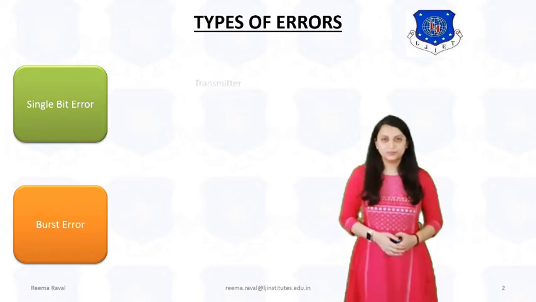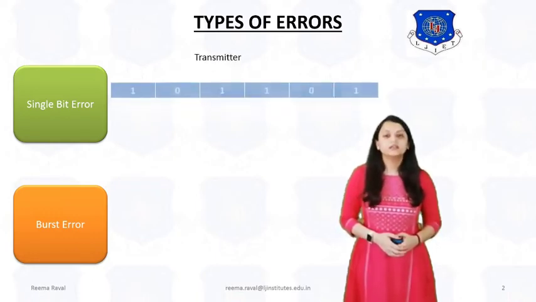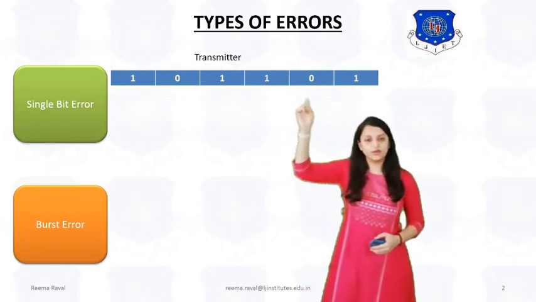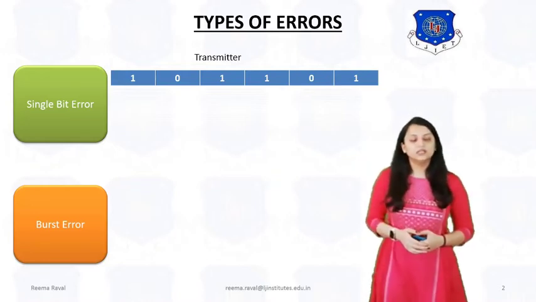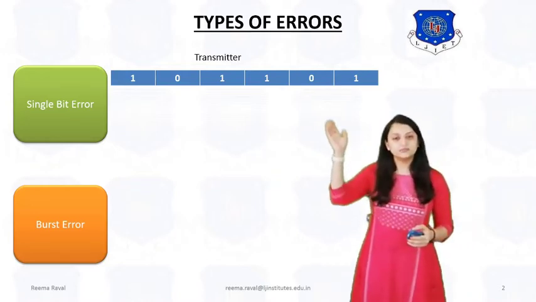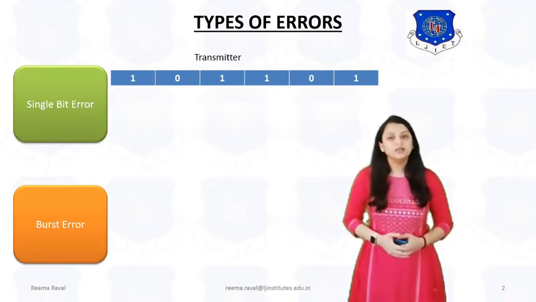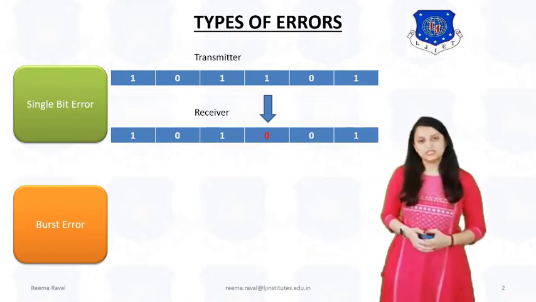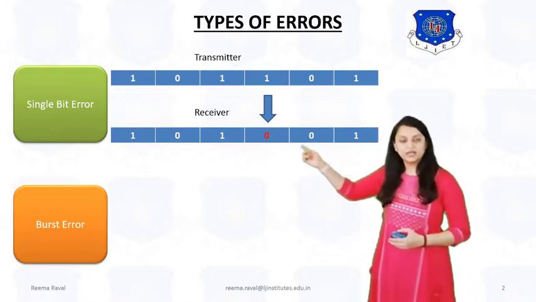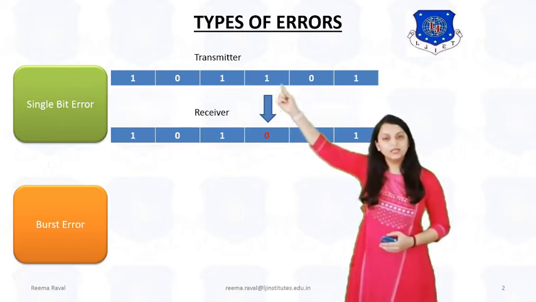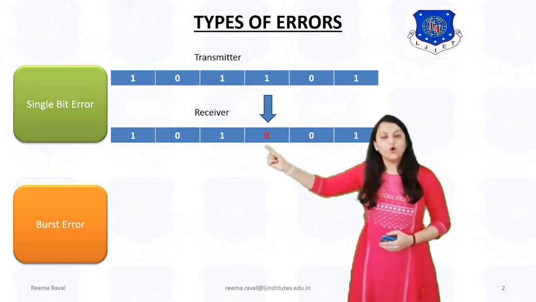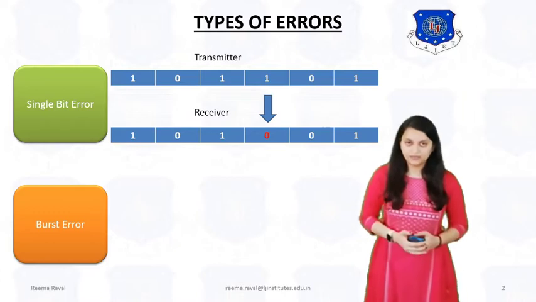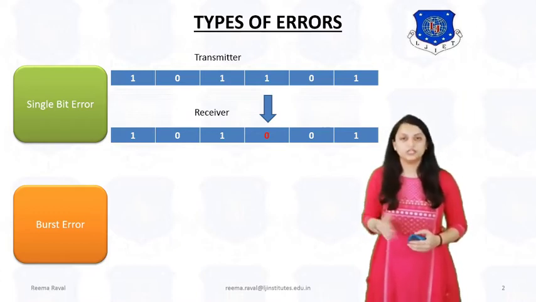Let us consider one example. Let us say the transmitter is sending the data 101101. If there is no error, the receiver should receive these bits as they are. But if a single bit error is present, then at the receiver side a single bit is changed. For example, here all the data bits are received correctly except this one, where the bit 1 is changed to 0. All other bits are received correctly. So this error is called single bit error, where only one bit is changed.